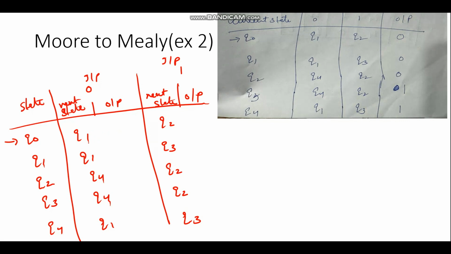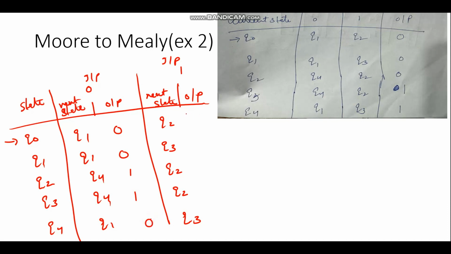So for writing the output for Q1, what is the output? It is 0. We will write over here 0. For Q1, output will remain 0. For Q4, what is the output? For Q4, the output is 1. So write over here 1. For Q4, the output is 1. For Q1, what is the output? For Q1, the output is 0. So write over here 0.